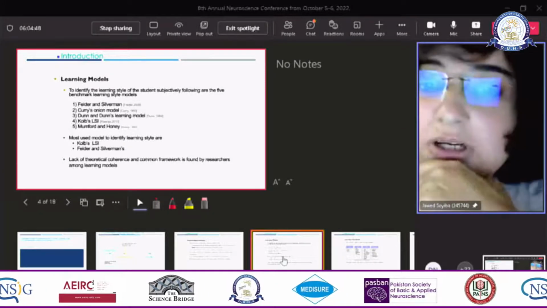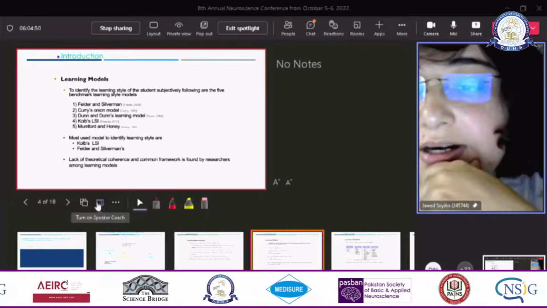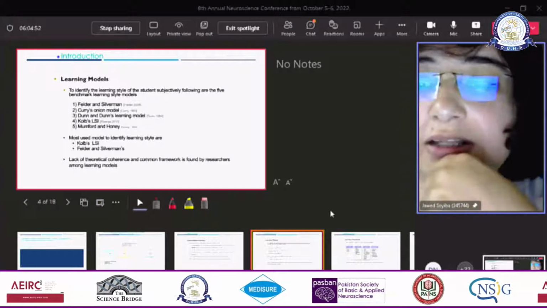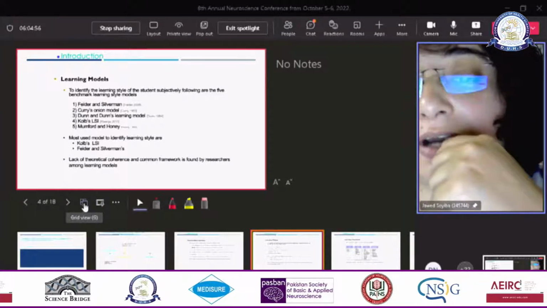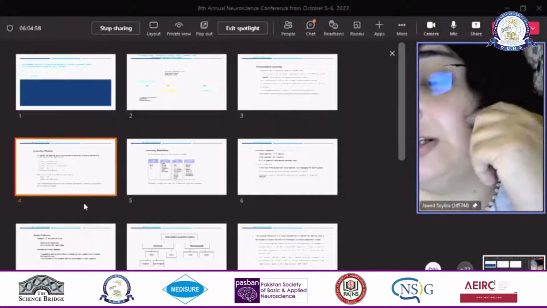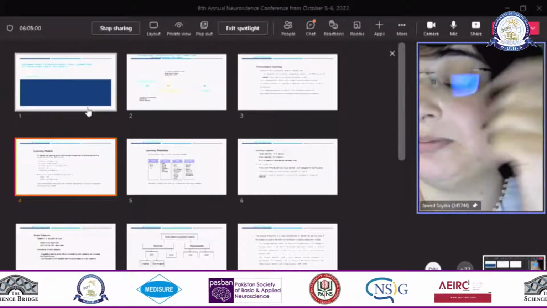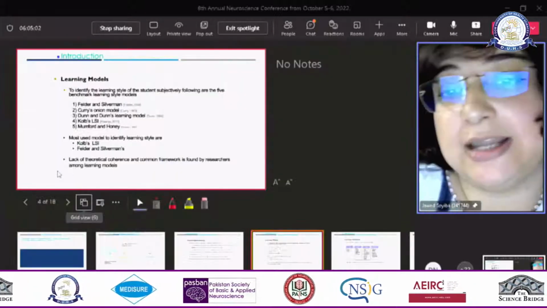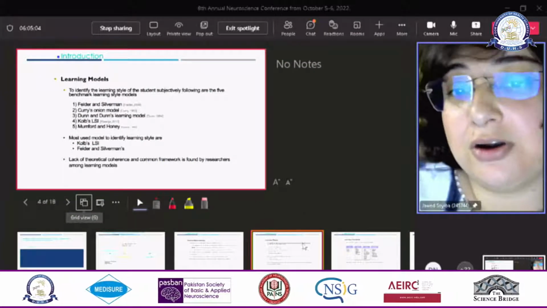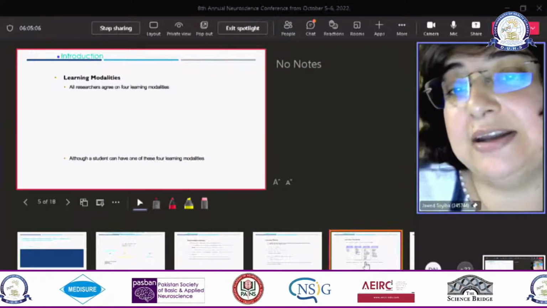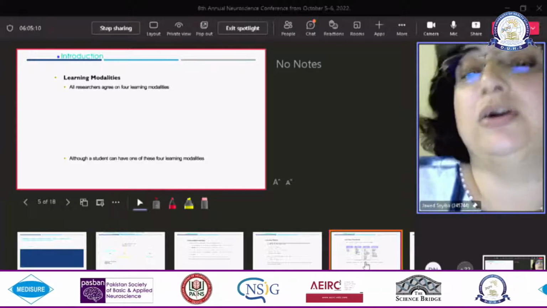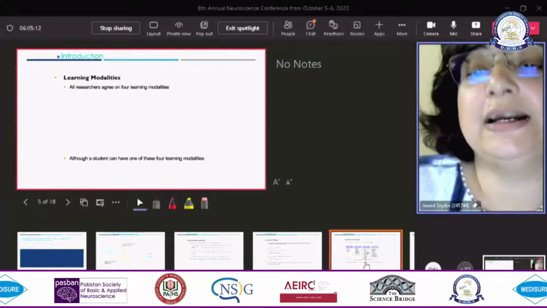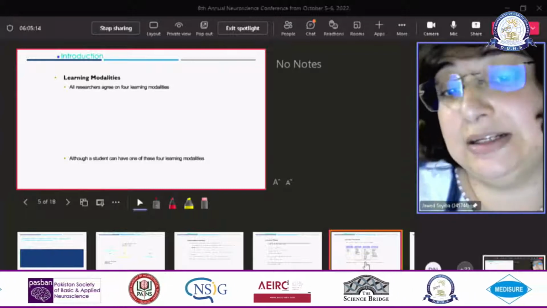Yes. So there exist many learning models which can identify the learning style of the students, but researchers find a lack of theoretical coherence and a common framework among these models. But all of the researchers agree on 4 learning modalities. So you could be a visual learner, an auditory learner, a tactile learner, or a kinesthetic learner.